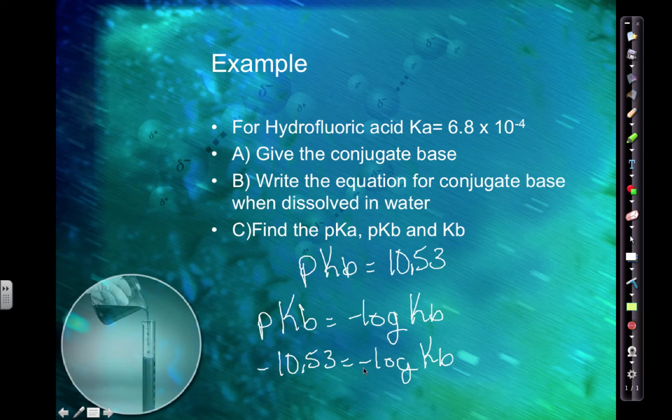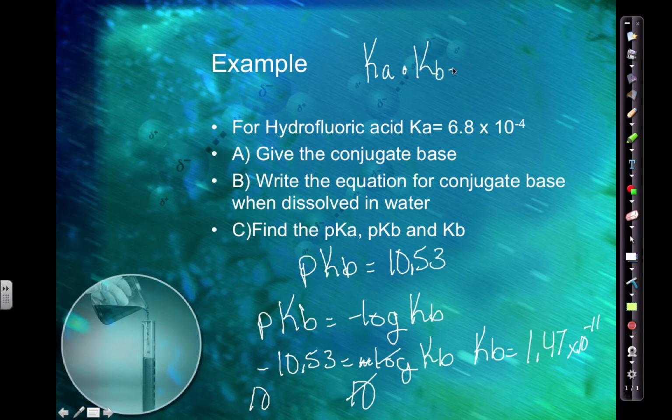Move the negative sign, so divide by -1 on both sides, and then do the opposite of a log, which is 10 to some power. So when you solve for Kb here, you would get 1.47 times 10 to the -11th. Now, if you wanted to, you don't have to use this equation. You could say that Ka times Kb is equal to 1.0 times 10 to the -14th. That is another way to solve for the Kb. It would give you the same answer though.